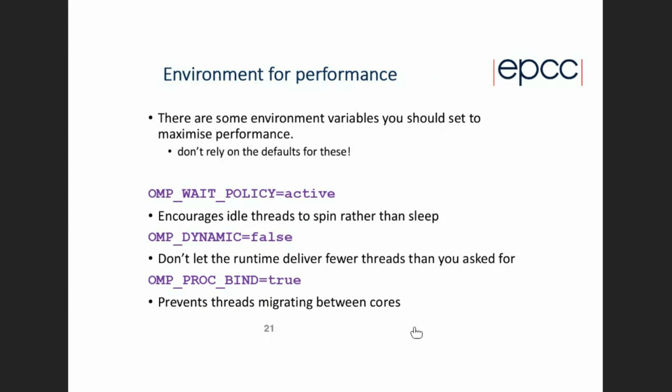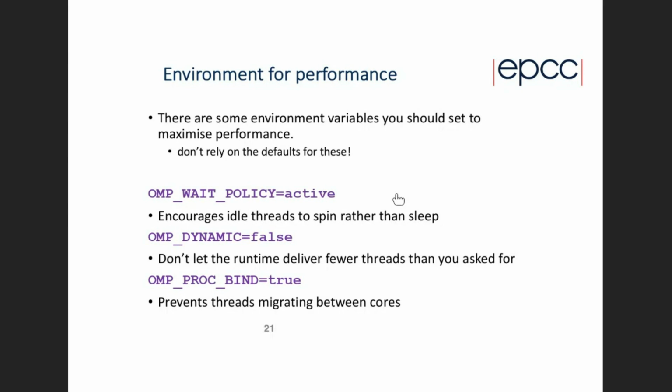So there are some settings in the environment that you can make to try and maximize performance, and these are not necessarily set to the right thing by default. It depends on the implementation. So first, OMP wait policy. This determines what threads do when they're idle. Well, it doesn't really determine it. It's really just a hint as to what you would like the runtime to do with threads that are idle.